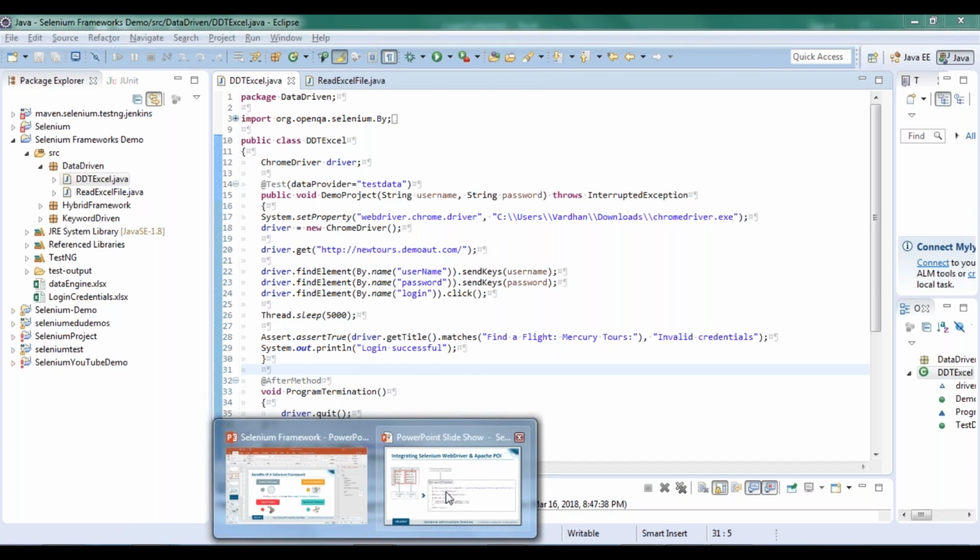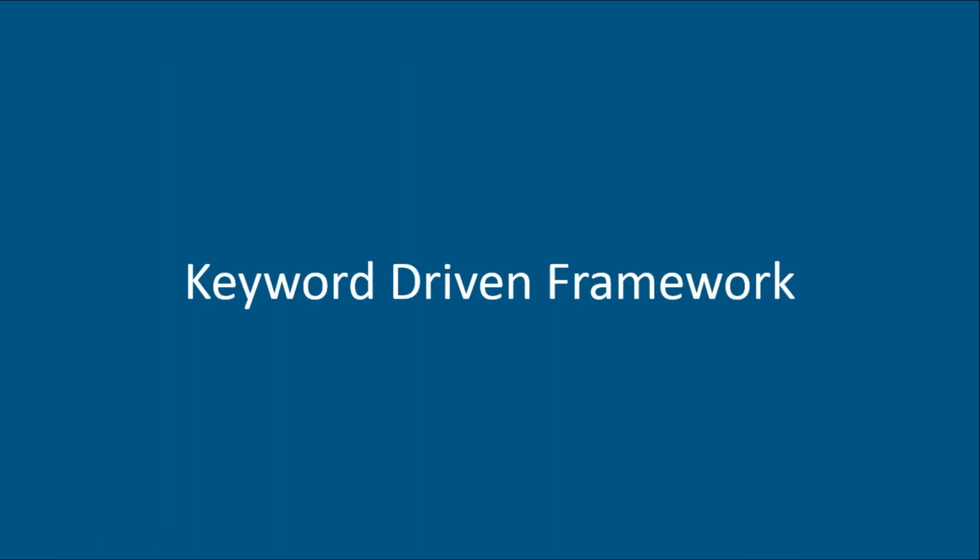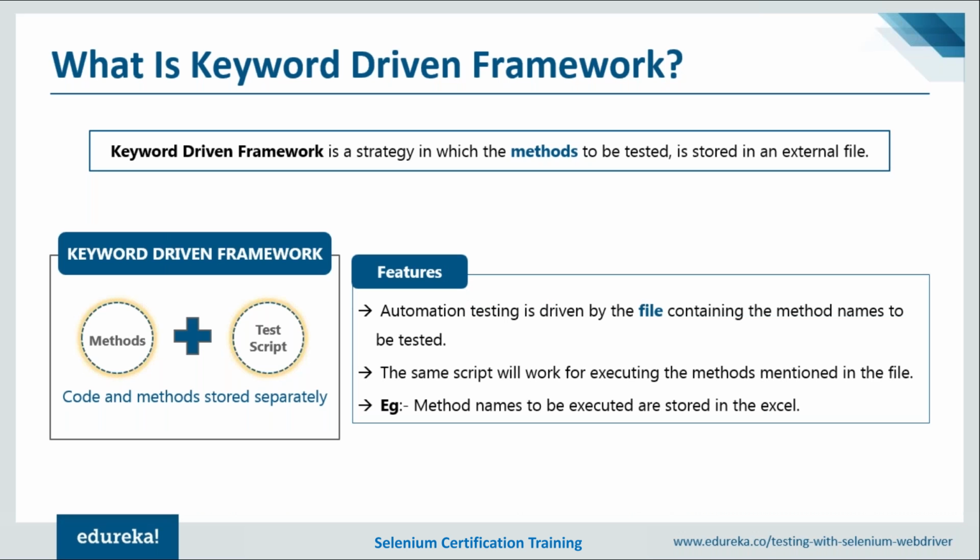In the meanwhile, let me move on to my next topic, which is the keyword-driven framework. We saw what a data-driven framework is. A keyword-driven framework is slightly different in that you still have an Excel file, but in the Excel file, you're not feeding data, you're feeding the methods which need to be executed.